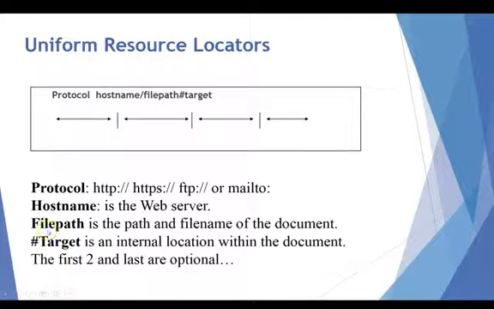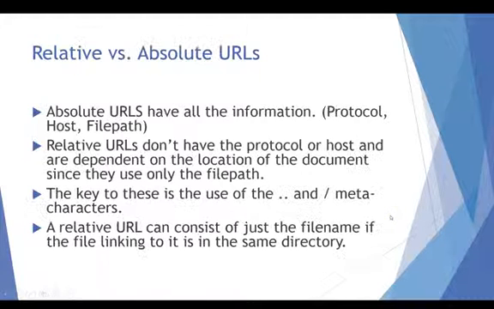And so it turns out that typically a relative URL, which is what we use to link the pages within our site, is just going to be the file path. Okay? So again, absolute URLs have all the information, the protocol, the host, and the file path. They might optionally have the target. Relative URLs don't typically have the protocol or the host, and therefore they're dependent on the location of the document that they're in, since they only use the file path.